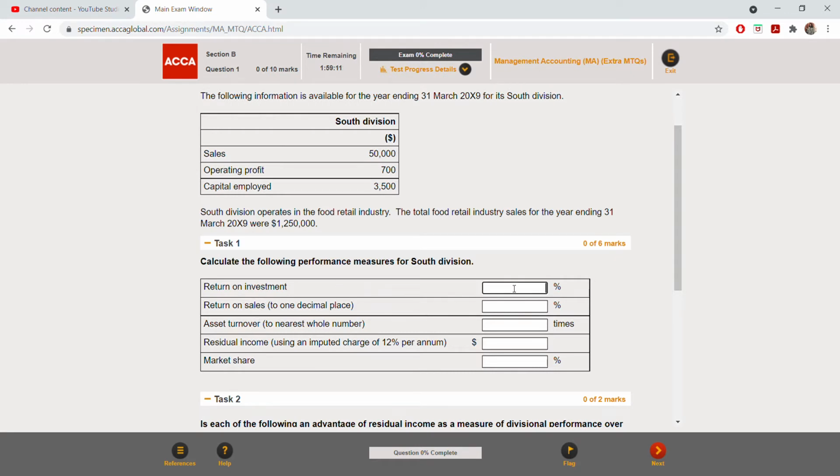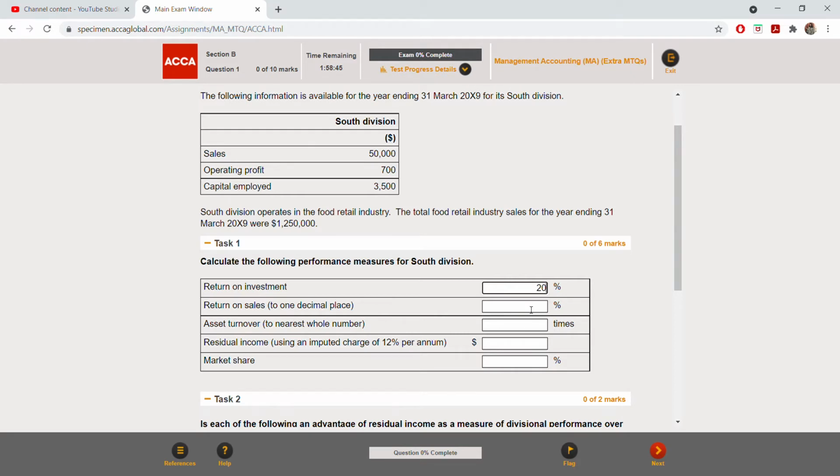So this should not surprise you, and you have to know the formulas. Return on investment: the formula is operating profit divided by capital employed. In part 2 it was profit before interest and tax, but here they have given us operating profit, so we'll take this. It is 700 divided by capital employed, which is 3500, so it is 20%.